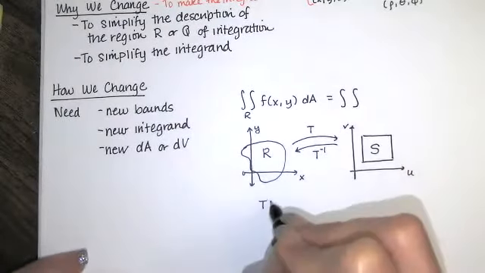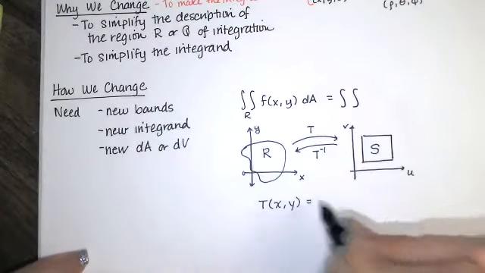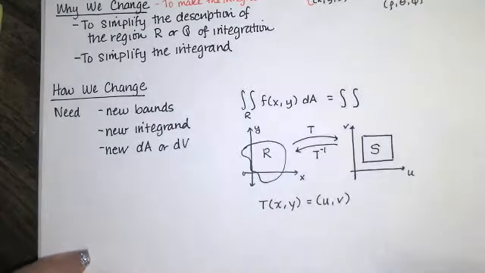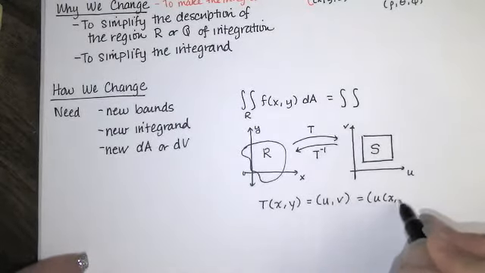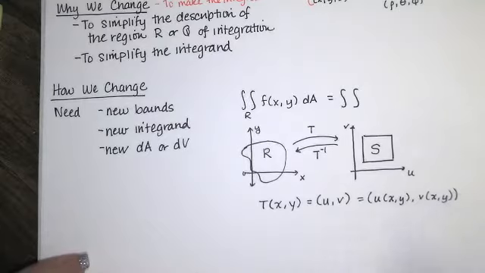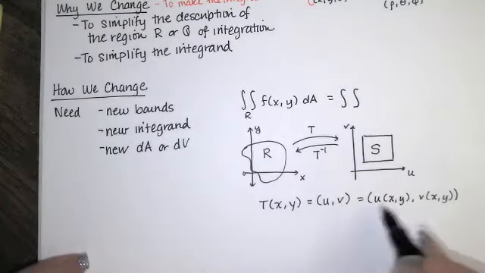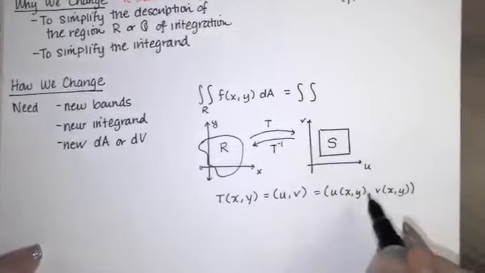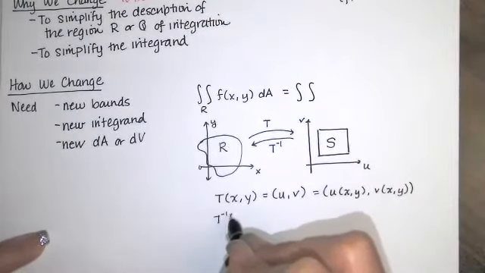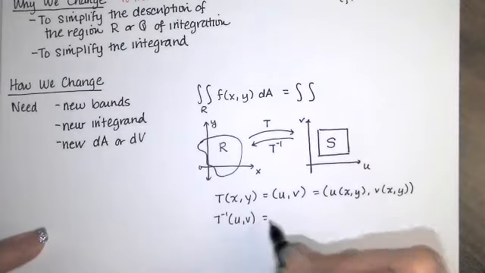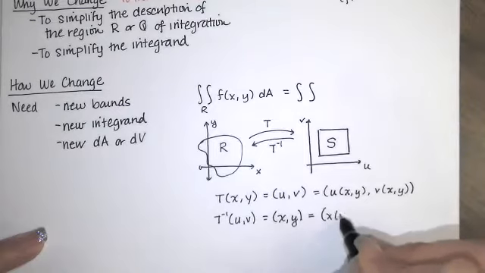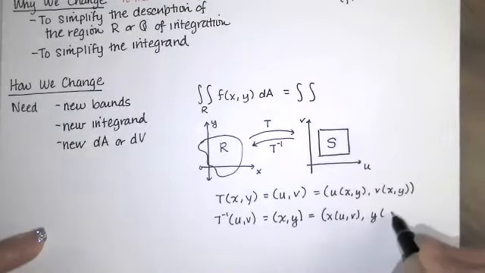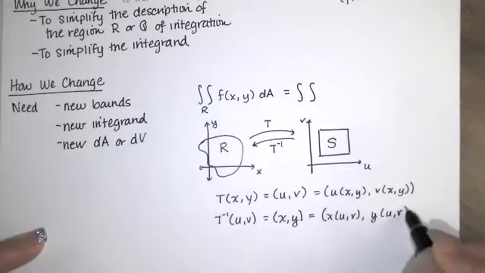It looks like T takes an XY pair, and the output is a UV pair, where U is a function of X and Y, and V is a function of X and Y. So I replace X and Y with those values, and then I get a U value and a V value from that. And T inverse goes the other way. Give me a UV, and I can give you XY back. Here, X has to be a function of U and V, and Y must be a function of U and V.